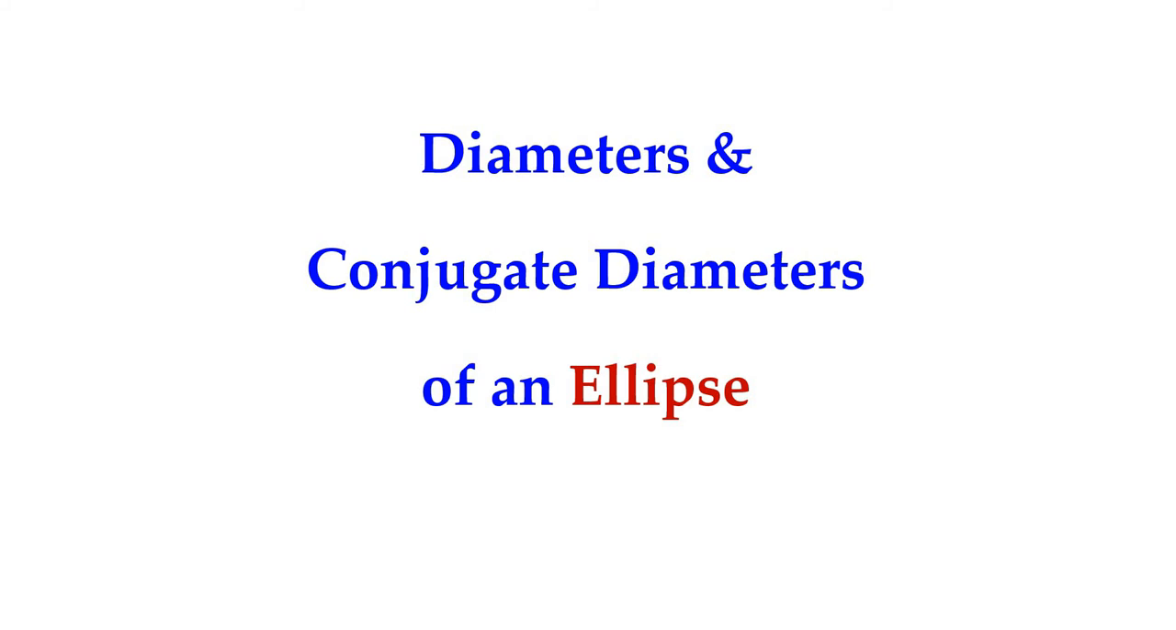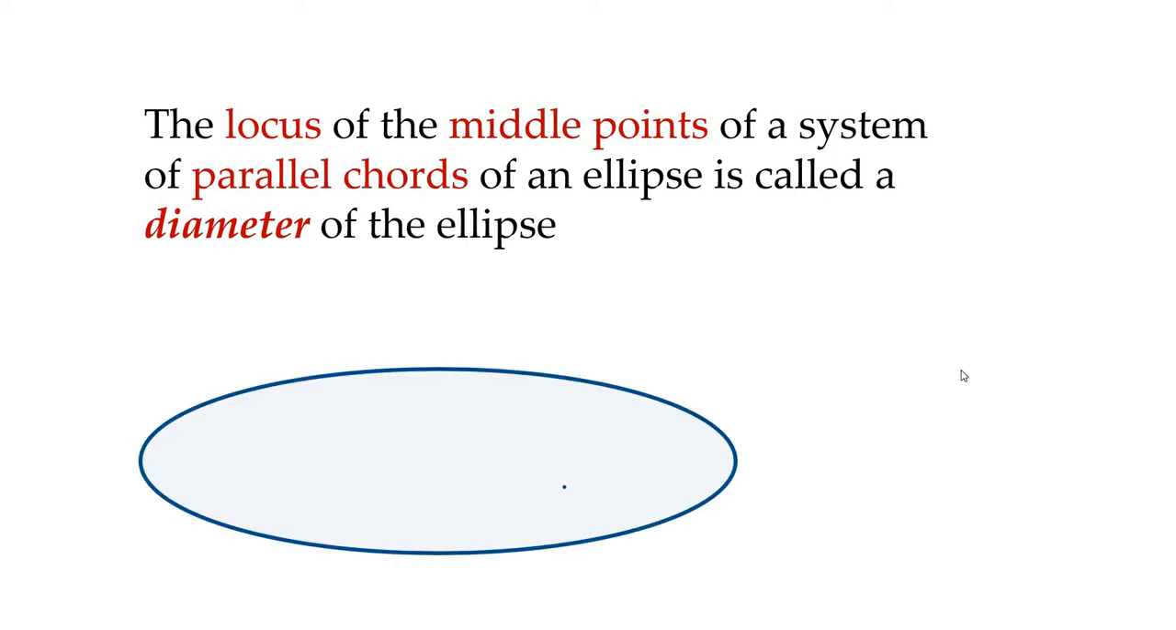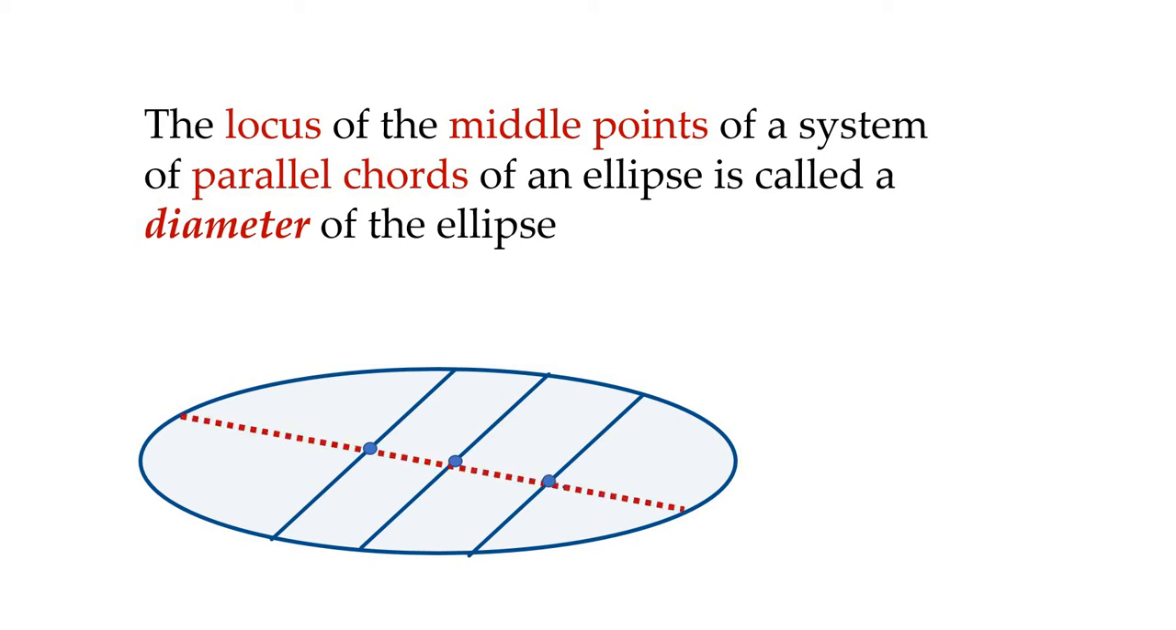We now have the definition of diameters and conjugate diameters of an ellipse. So diameter by the definition is nothing but the locus of middle points of a system of parallel chords of an ellipse. So if we consider an ellipse and a system of parallel chords and then we consider their midpoints, then if we join those midpoints, we get a line that's called a diameter.